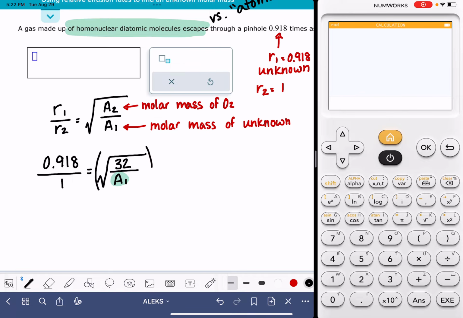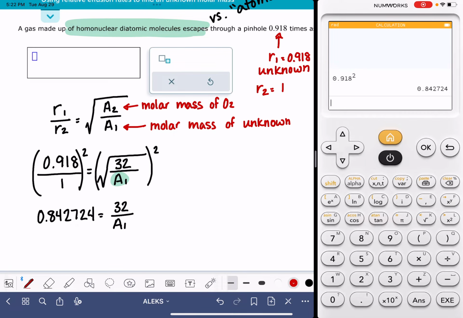But that's okay. We can handle the math. We're going to start by getting rid of the square root symbol. To do that, we're going to square both sides of this equation. 0.918 squared is 0.842724, and that is equal to, I got rid of the square root, 32 over our unknown A1.